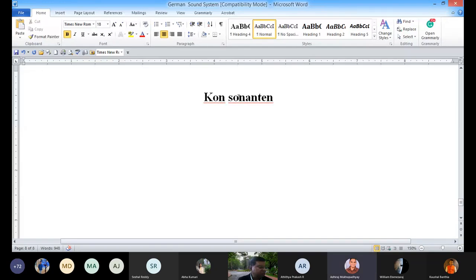Konsonanten. Okay, so how many syllables are there? 1, 2, 3, 4. And each syllable must have one vowel. So here, for example, these are the vowels. Without vowels, we cannot pronounce.